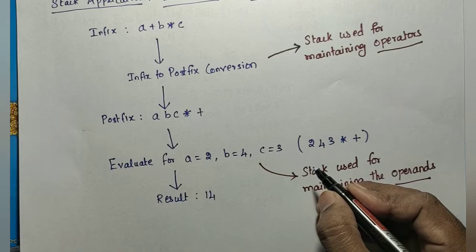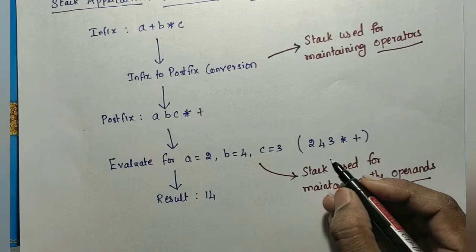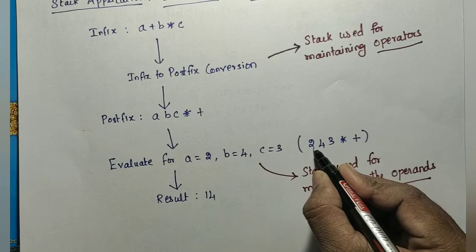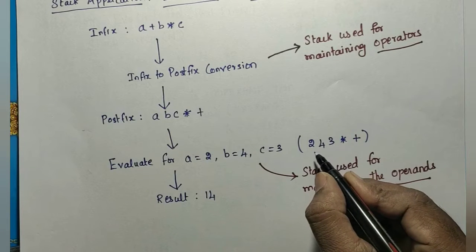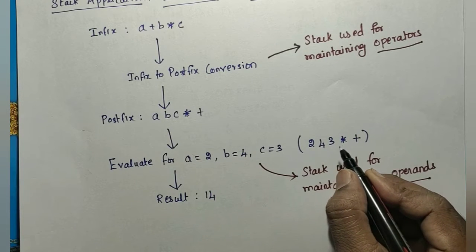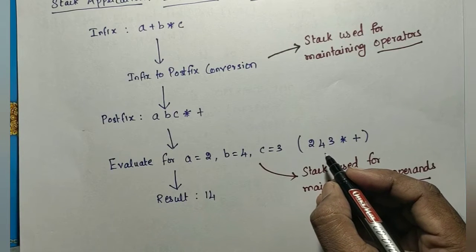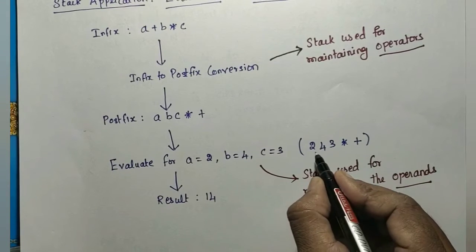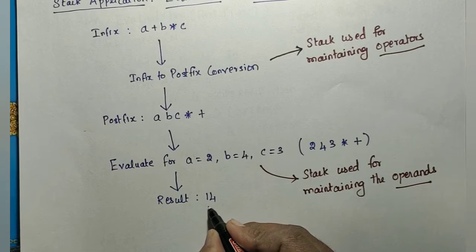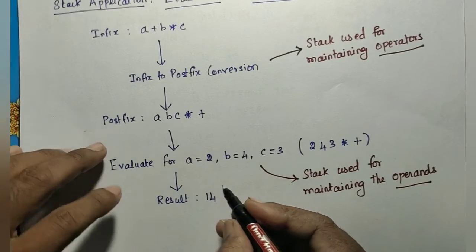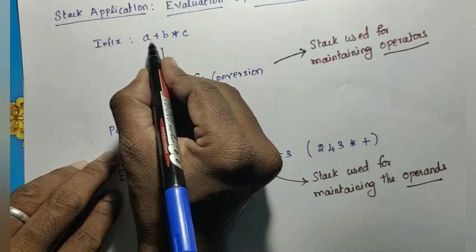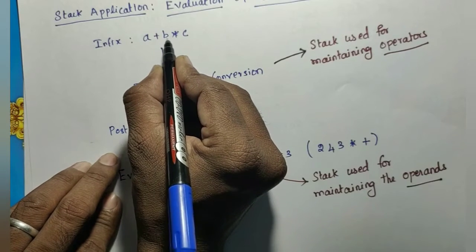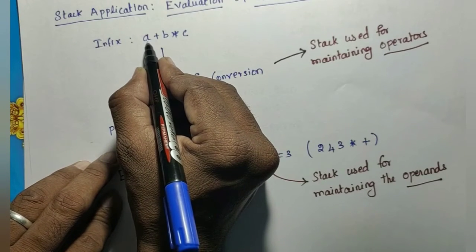Our aim is to know how the stack is used. If this is the input, each character is considered as a number: 2 is a number, 4 is a number, 3 is a number, not 24 or 243 as a number. We consider only single-digit values and a limited set of operators. For this input the output will be 14. Actually, 2, 4, 3 are substituted here: 2 plus 4 into 3. First we multiply B and C, 4 into 3 is 12, and that needs to be added with 2.